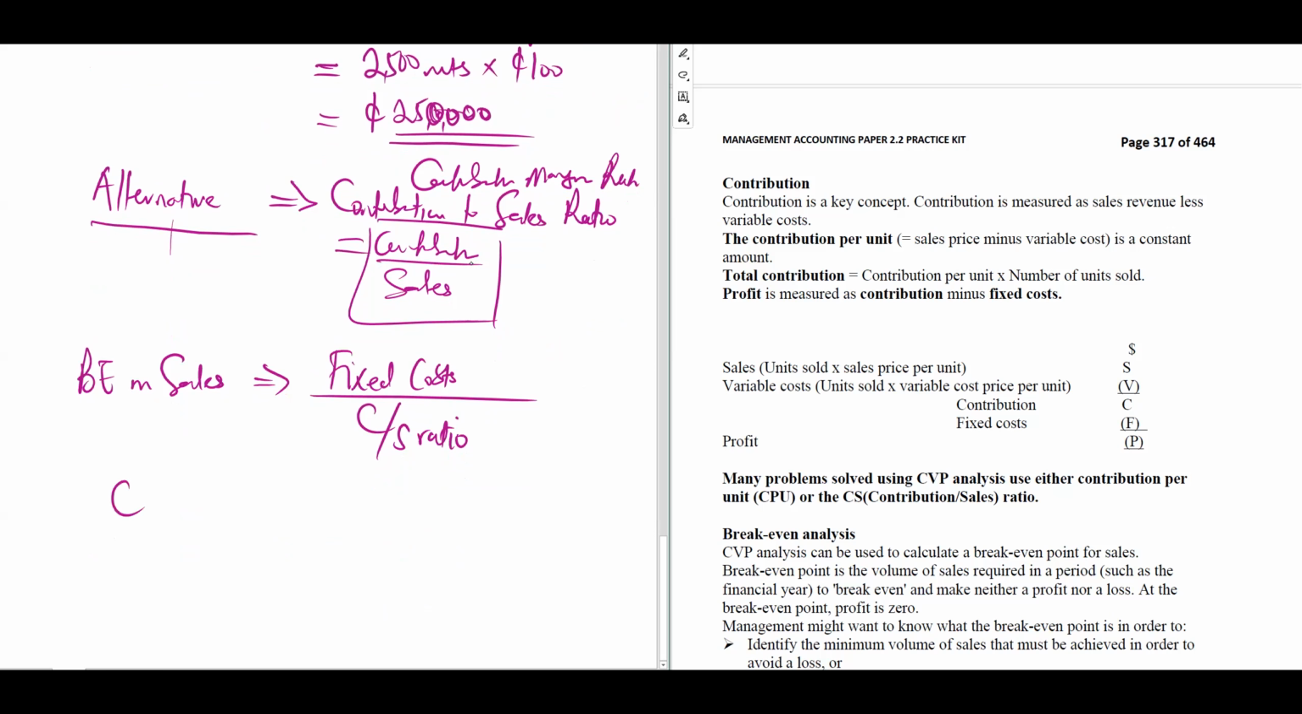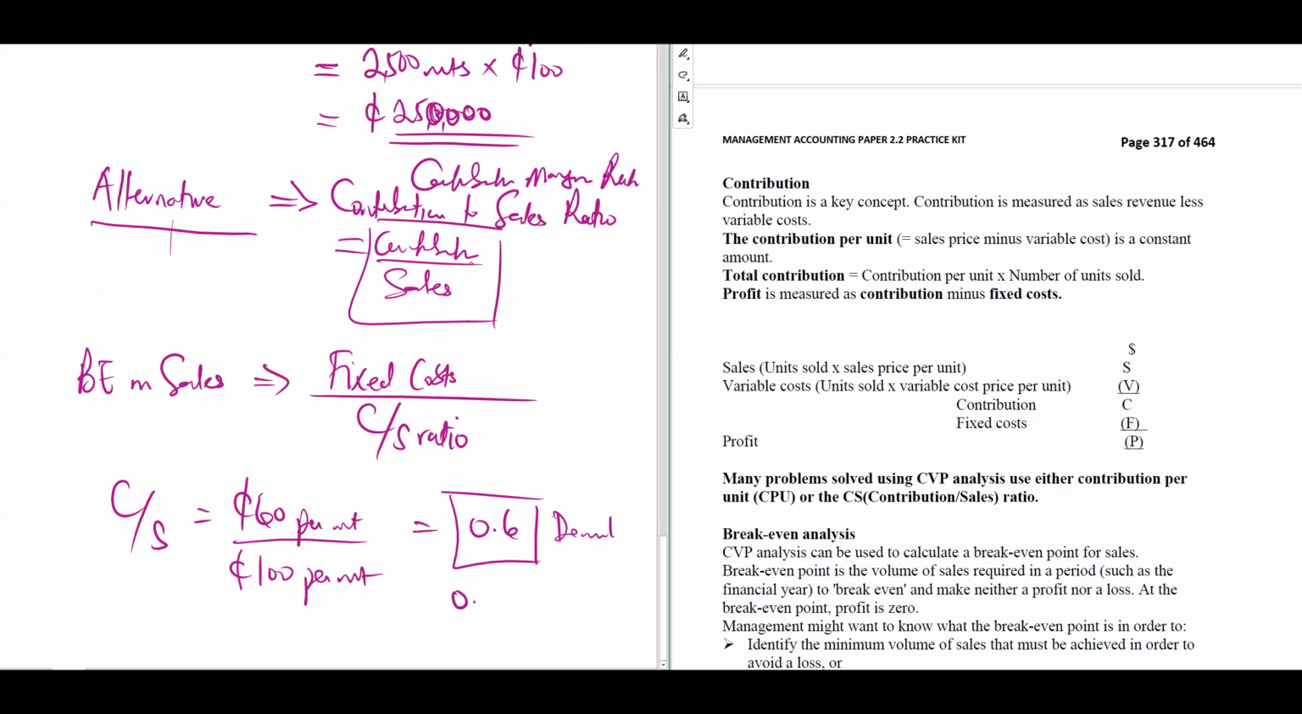So let's get our CS ratio, contribution over sales. We know that our contribution was 60 cedis per unit, right? Do you all agree? And then our sales was 100 cedis per unit. So what becomes our CS ratio? 0.6, right? Okay. Please, if it's a perfect decimal like this, use it. But if you go and get something like 0.6234517, if it doesn't end, then it is better you keep it as a fraction. What did I say?